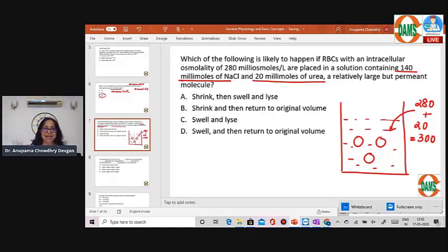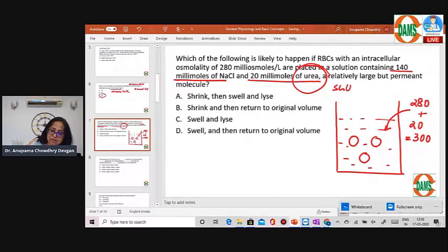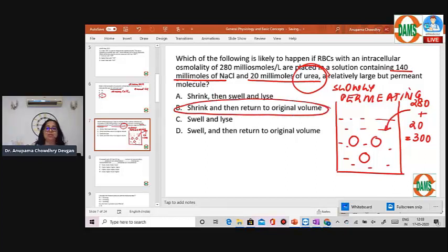Outside is 300, inside is 280. Outside is higher as compared to inside. Cells will definitely shrink, but the catch here is urea. Urea is a slowly permeating substance. Urea will move from outside to inside. Water will follow. So cells which had shrunk will now return to original volume.